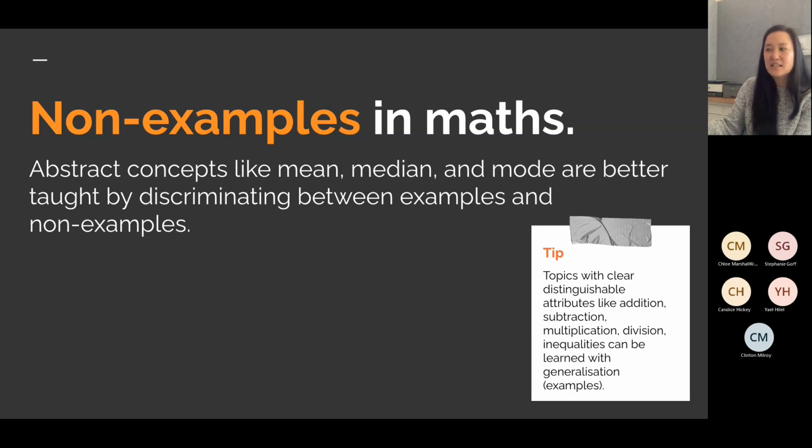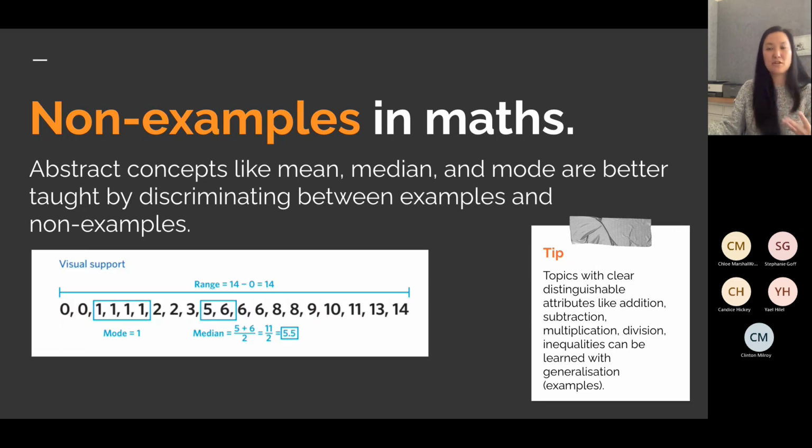When we have clear, distinguishable math skills like addition, subtraction, multiplication, things that are easily shown by an example, that's enough. But there are some concepts where it is actually better to show what something is and what something is not. I'm not sure what grades you are all teaching, but mean, median, mode is something that I think students struggle with. Sometimes I still even struggle with it as an adult.